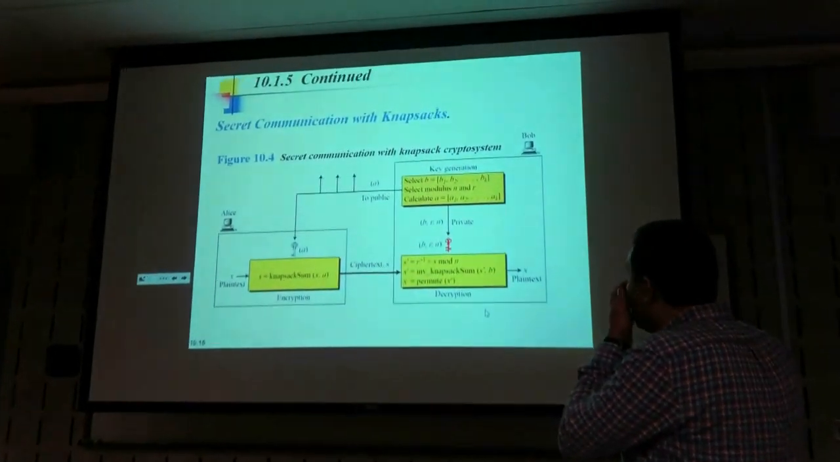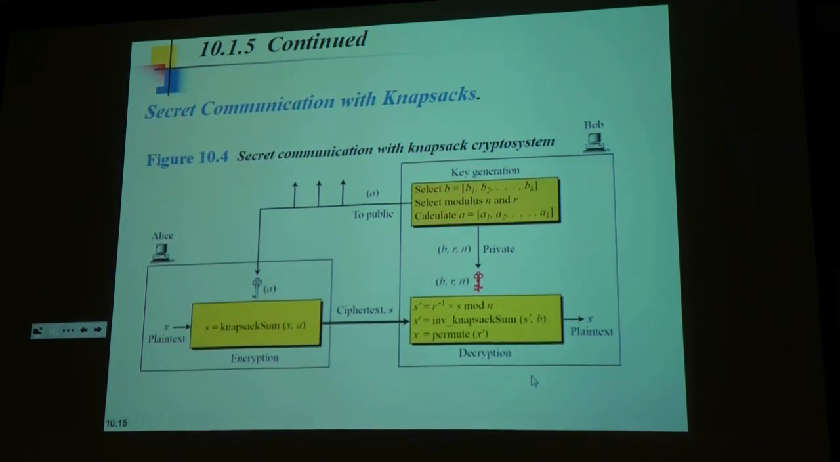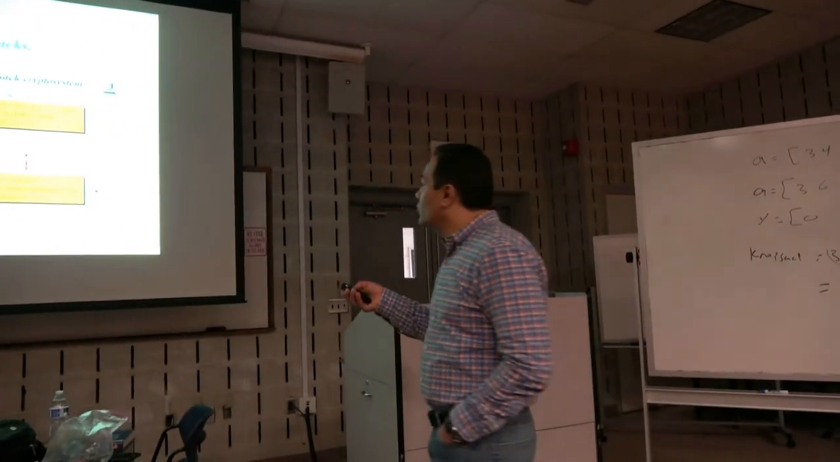Okay? So again, any algorithm is like that. The first thing we start with is the key generation. In here you have to select B, which is B1, B2, up to BK. Select B, okay? Then select modulus N and R. Then calculate A, all right? Then the private key is three elements, which is B, R, and N. The public key is A. So A, you share it with everyone, and these you keep as private.